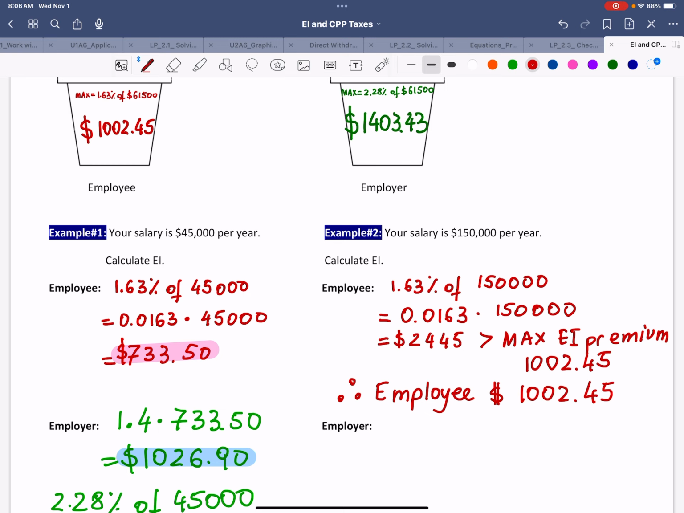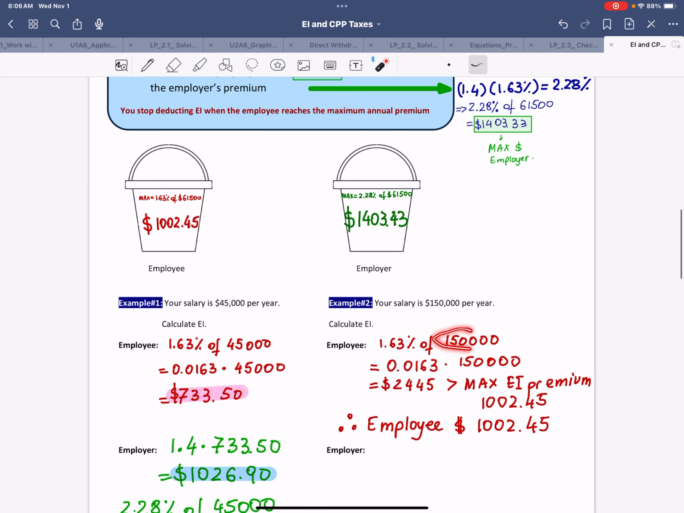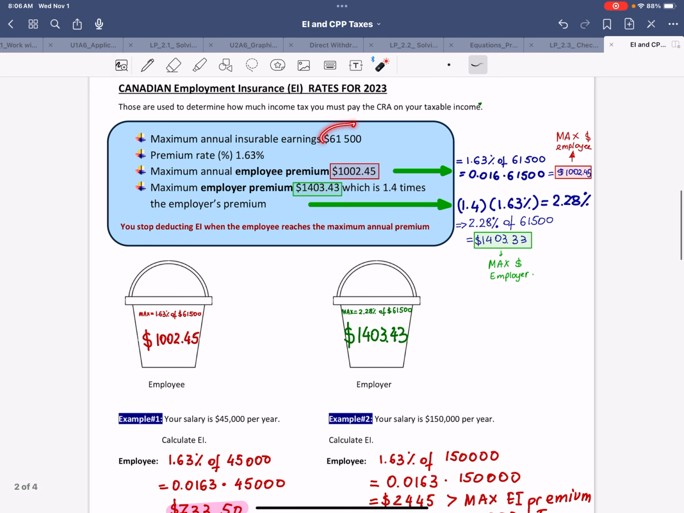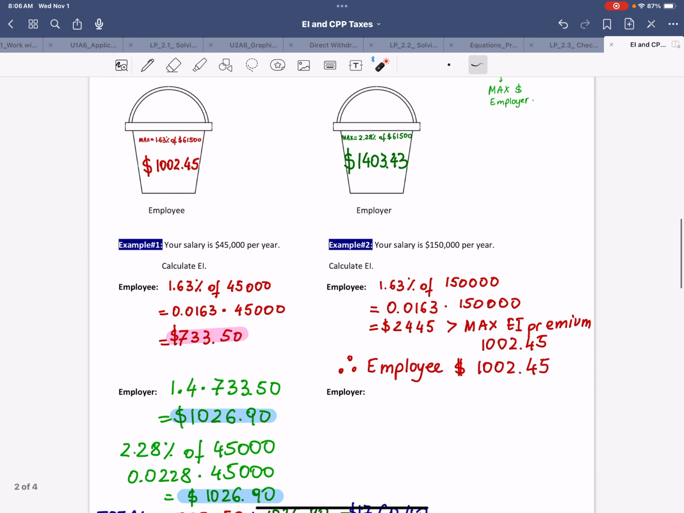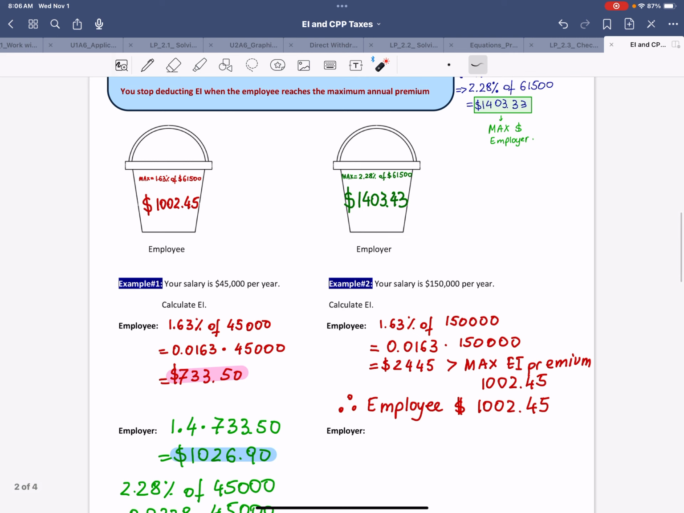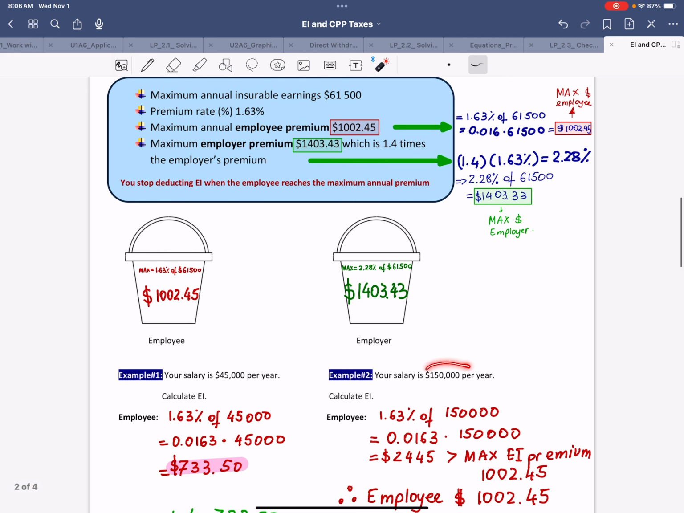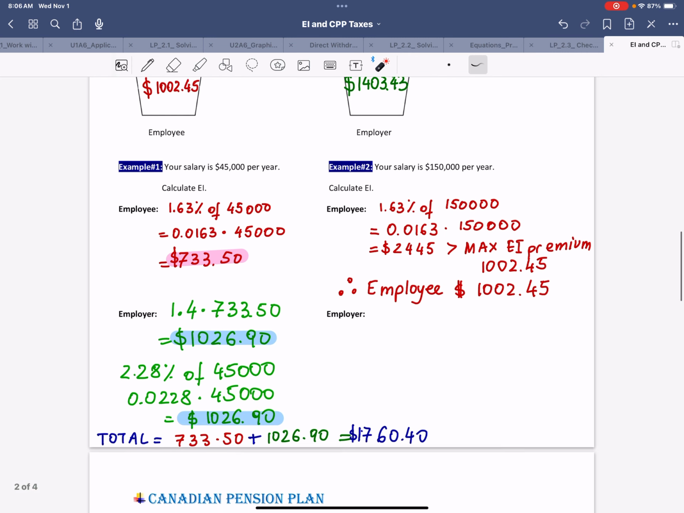So another way of approaching this is by simply looking at the salary. The maximum insurable earning is $61,500. If the salary is $150K, which is more than double the maximum insurable earnings, that means that we just have to go with the maximum. Now, the employer, on the other hand, since the salary is more than $61,500, it means that the employer will pay the maximum of $1,403.43.